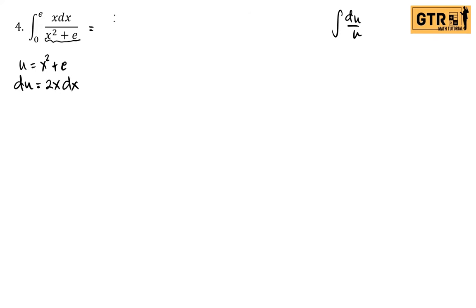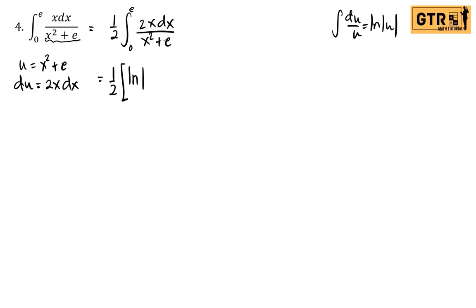So we can multiply this by 1/2, and then 2x dx over x squared plus e from 0 to e, so that it is now in the form integral of du over u, whose answer is ln u plus c. Therefore the answer will be 1/2, and it's in the form du over u, so the integral is ln of the denominator, x squared plus e, from 0 to e. Now we substitute the limit. So we have 1/2 and substitute the limit.